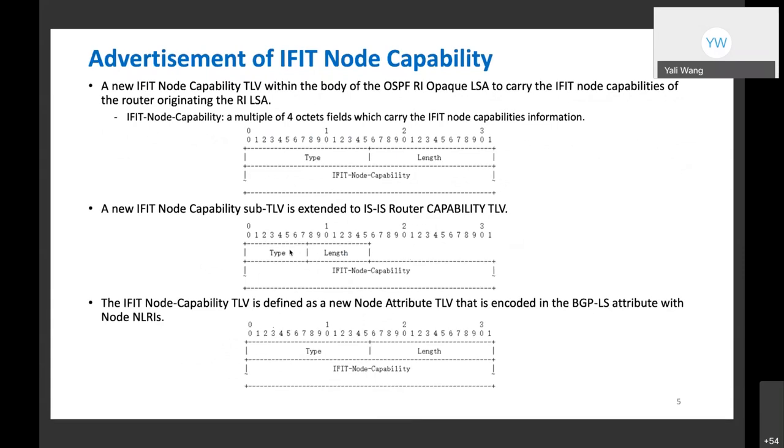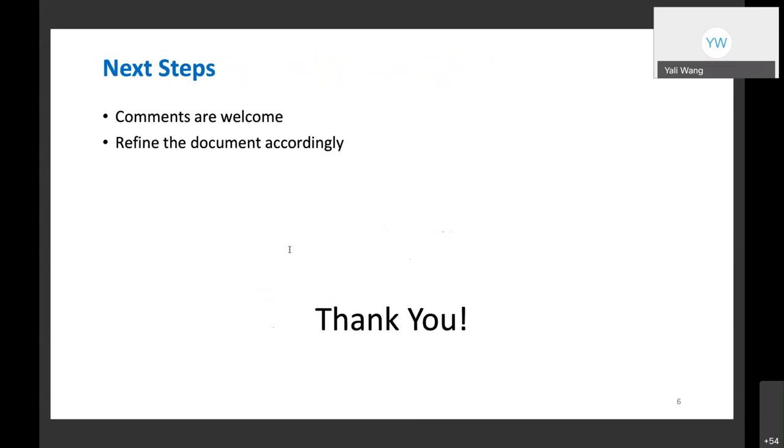Here, given the OSPF protocol, IS-IS protocol and BGP-LS, we extend these protocols to support signaling node capability, and we defined the format of this IFIT node capability extension TLV and the sub-TLV. Next, please. Okay, this is all the content I present here, and comments are welcome on this document. Thank you.